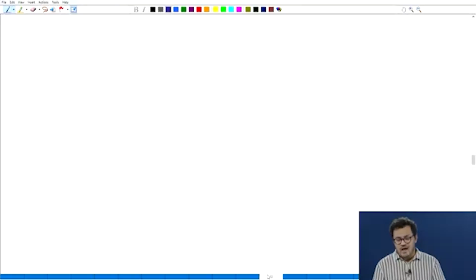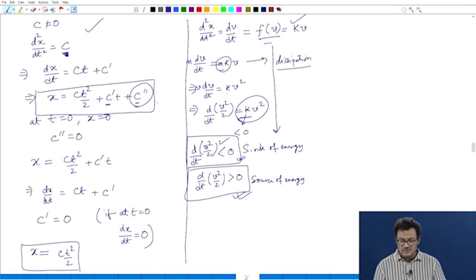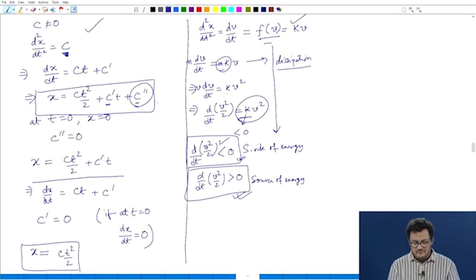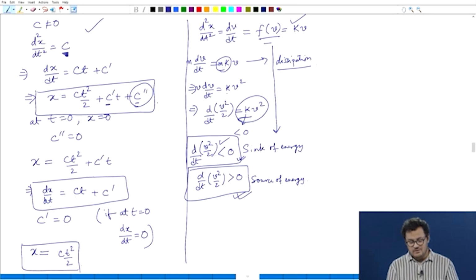somehow they will also come out. So, you see that if we have a constant of motion, for example, here you can write this V is equal to dx dt is equal to Ct plus C prime, and C prime is equal to 0. So, you have a constant of motion of this type.